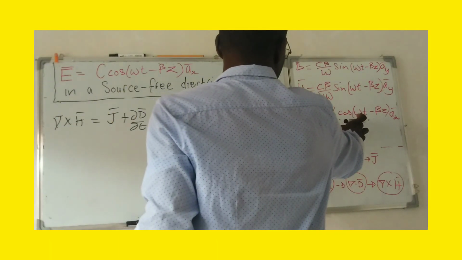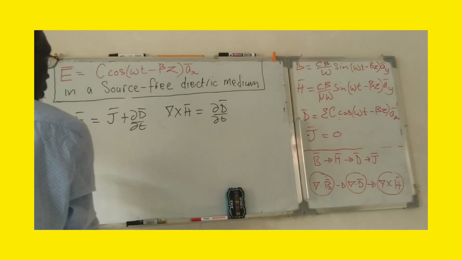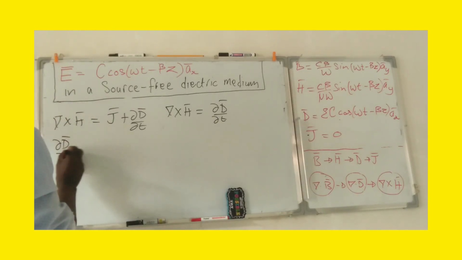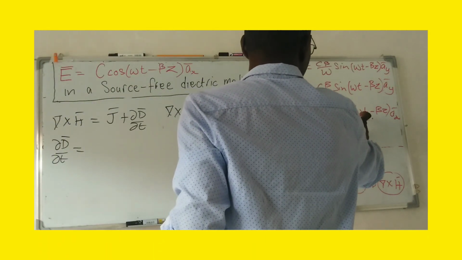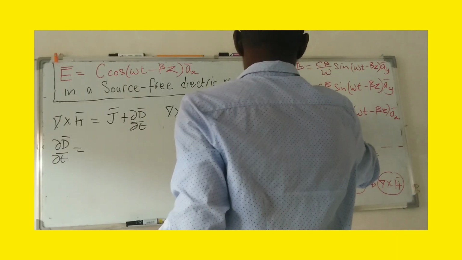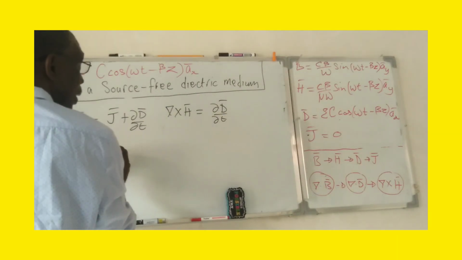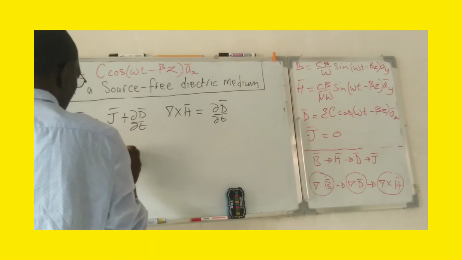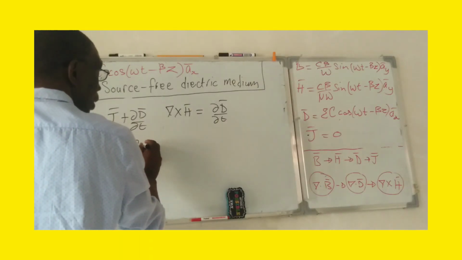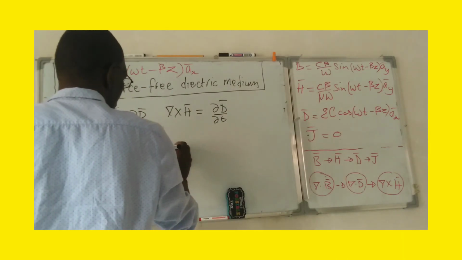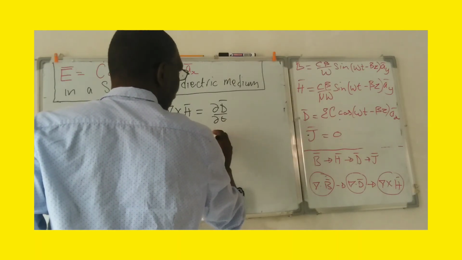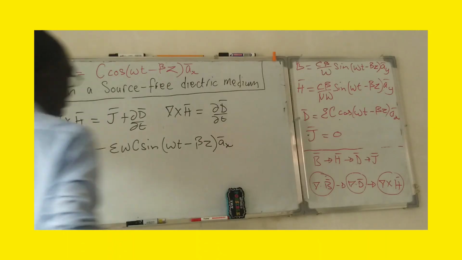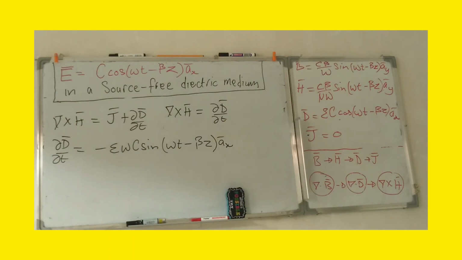First of all, what is partial D partial T? Well, there is our D field. So partial D partial T is equal to that, minus there. So it's going to be minus epsilon omega C sine of omega T minus beta Z along the x direction. Let me see if I can write it somewhere. Okay, but it's fine.